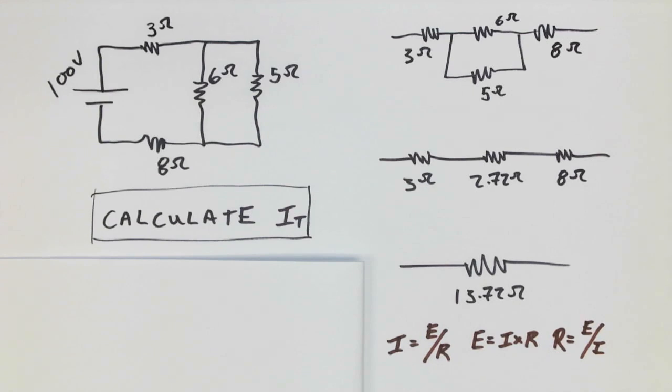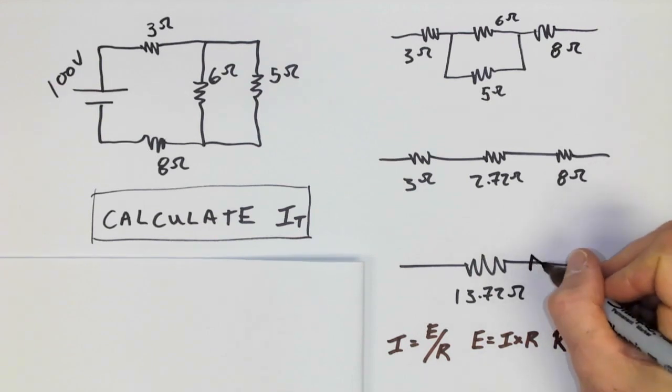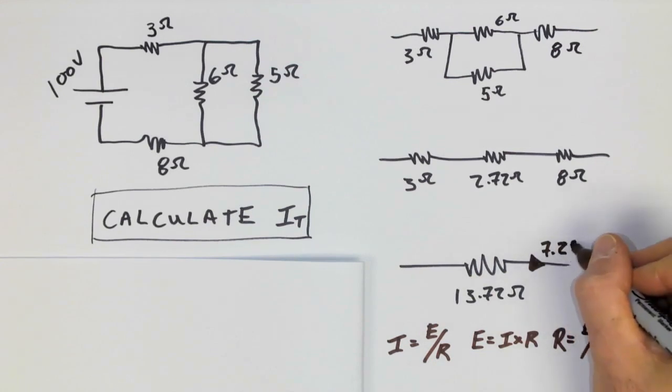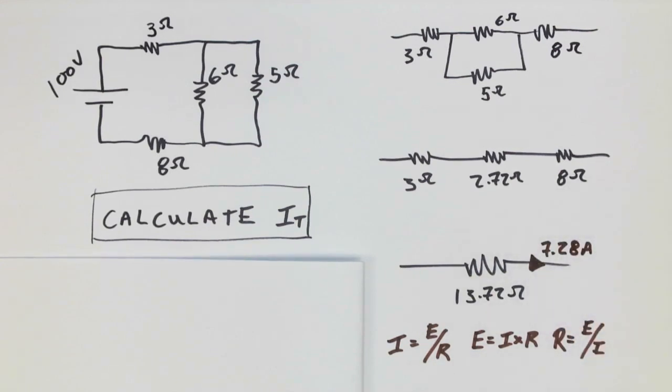100 divided by 13.72 gives me a total current value of 7.28 amps. Now, it's important to understand that decimals will be important. I'm only going to carry 2 decimals up for each one of my calculations. So at this point, we've got one value of current. This is my total calculated current, I total. What do we next do?